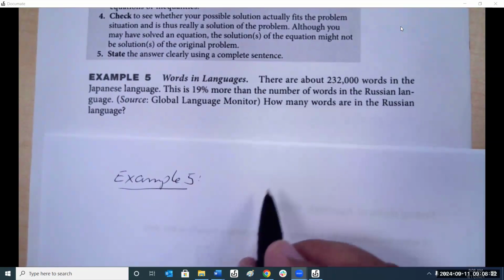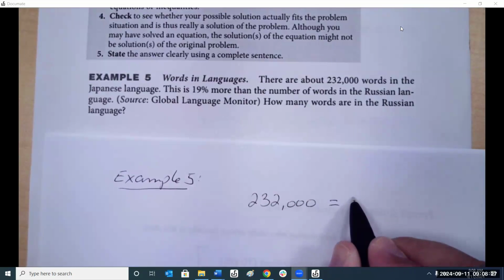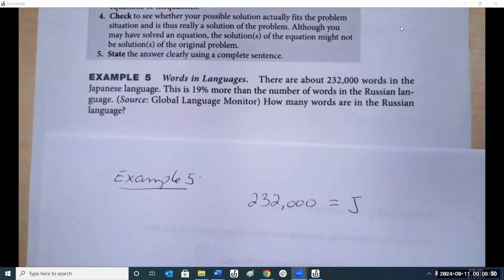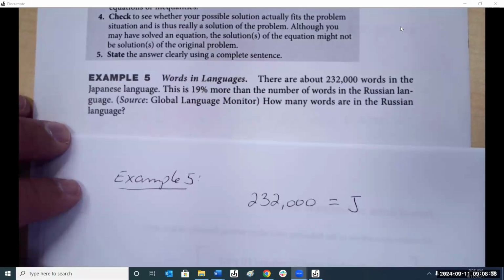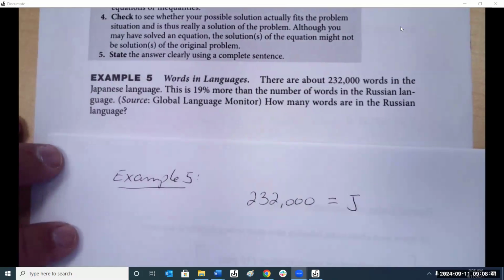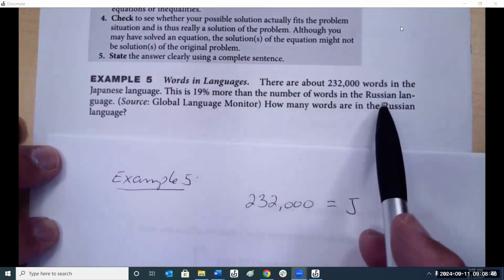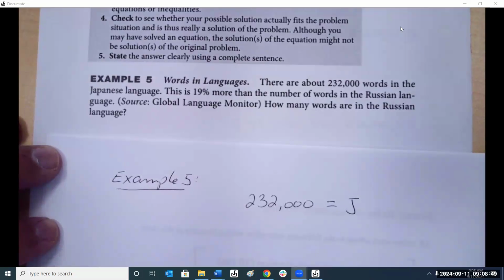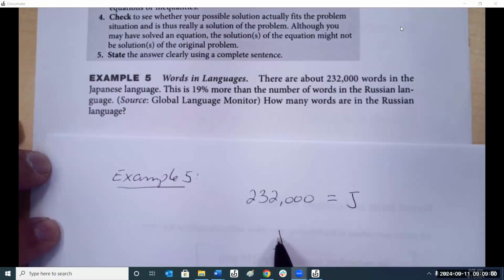There are about 232,000 words in the Japanese language. So J equals 232,000. That's what the first sentence tells us. The second sentence tells us what? That is 19% more than the number of words in the Russian language. So how do we put that in math? Would that be 19x? No.